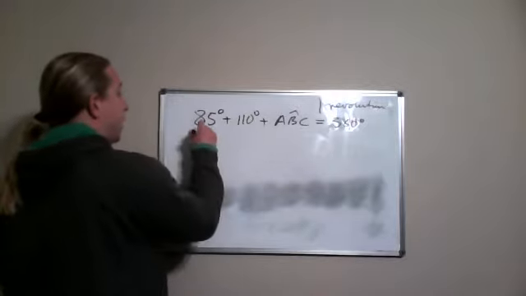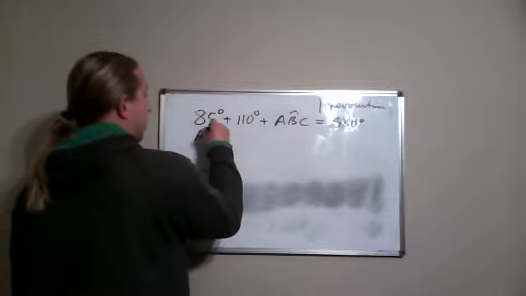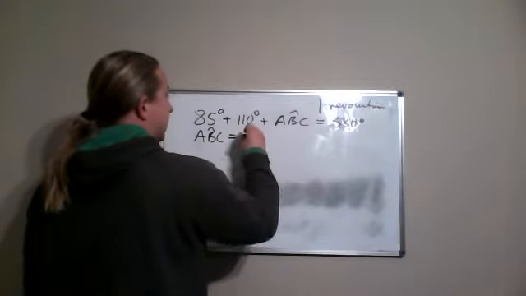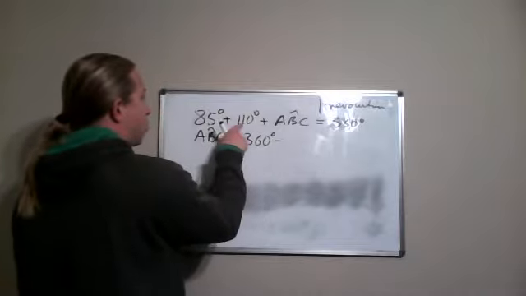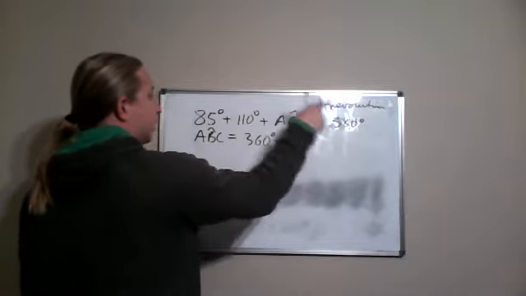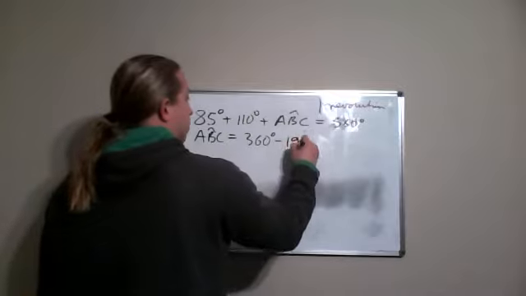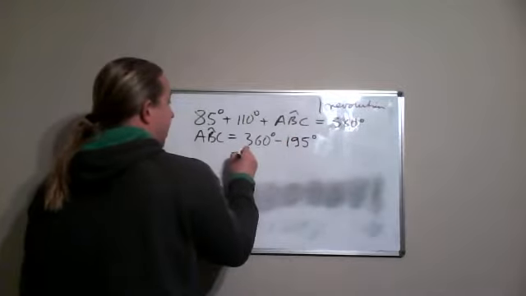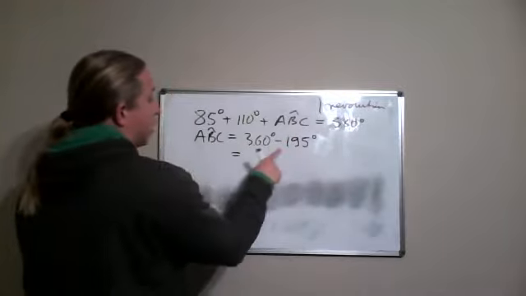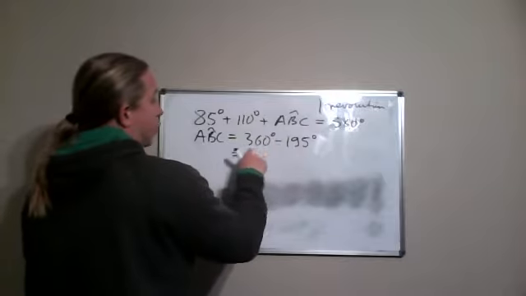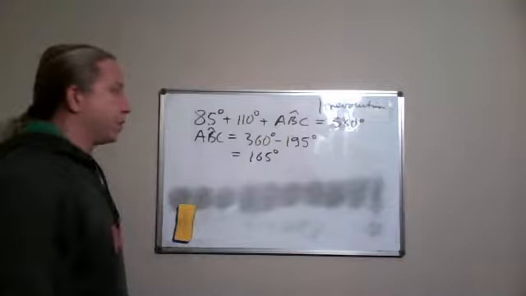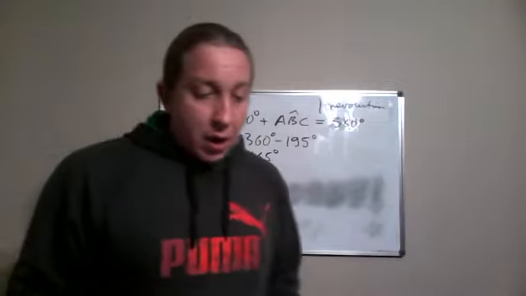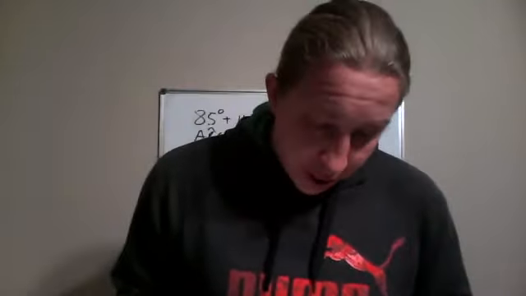Okay, let's solve for ABC. So ABC equals 360 minus these two. So this is going to be 195. Take it to the other side, so it becomes minus 195. It's almost 200, so it will be 165 degrees left. So it will be 165 degrees. Okay. Right. So that is very straightforward. Let's see what they did.